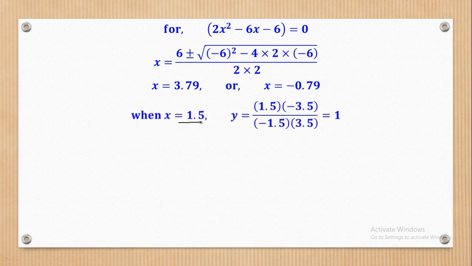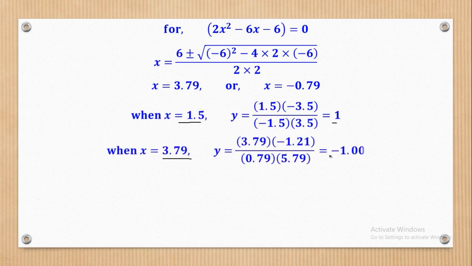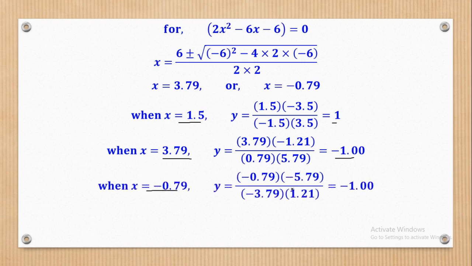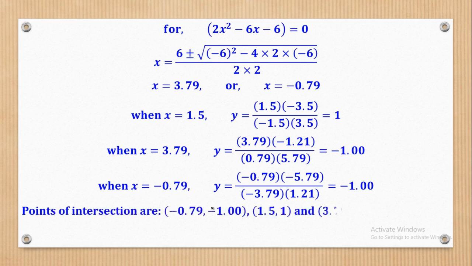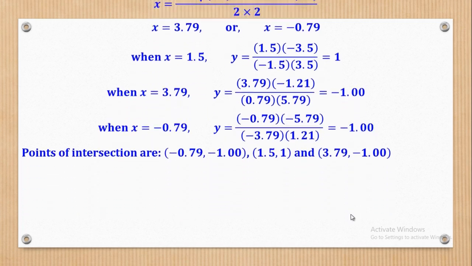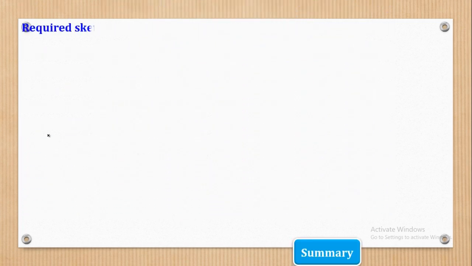So when x is equal to 1.5, which we got in the previous slide, y will be equal to 1. And when x is equal to 3.79, y will be equal to negative 1.00 to two decimal places. And when x is equal to negative 0.79, y will be equal to negative 1.00 to two decimal places. Therefore, the points of intersection are this, this, and that. So now we can easily make our sketch.